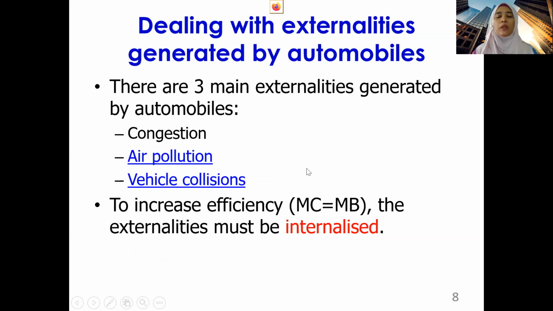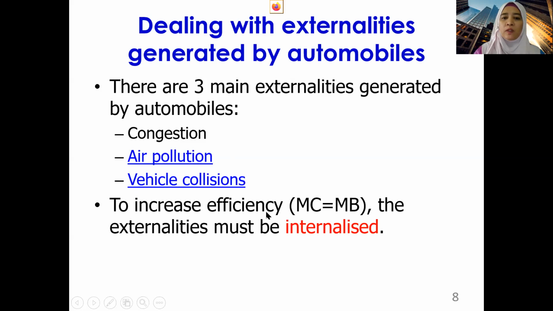So, in what terms? What kind of externalities are we talking about? There are 3 main externalities generated by automobiles. The first one is congestion. The second one is air pollution. The third one is vehicle collisions.